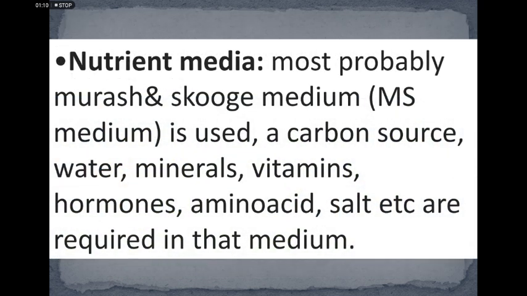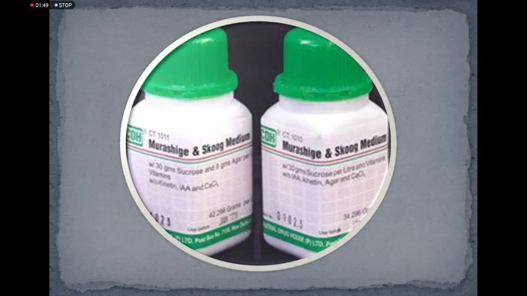We require a nutrient medium for this callus cultivation, and the most preferably used nutrient medium is Murashige and Skoog medium, or in short form, MS medium. It contains a carbon source, water, minerals, vitamins, hormones, amino acids, salts, etc. This medium was invented by two scientists called Murashige and Skoog. That is why this medium has this name. This is a simple image of already prepared Murashige and Skoog medium that we can readily use as nutrient medium.